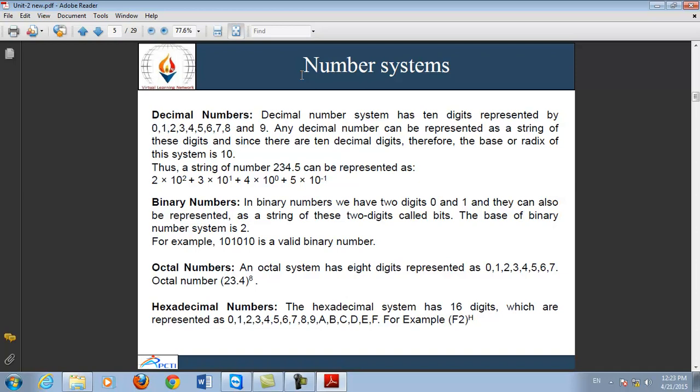If you have any doubt, or any query, or any question related to the number systems, then you can ask freely. If you have any queries, then you can ask. Okay, shall we move further?